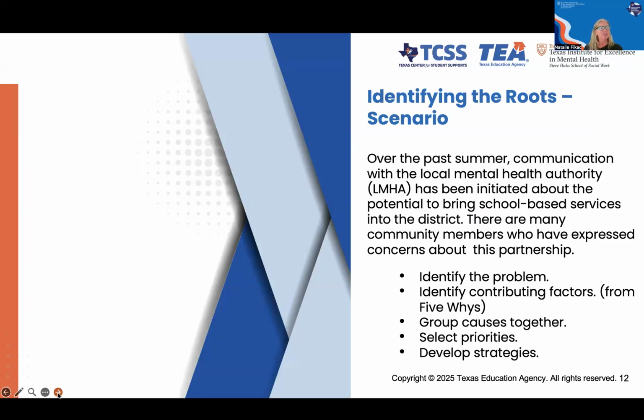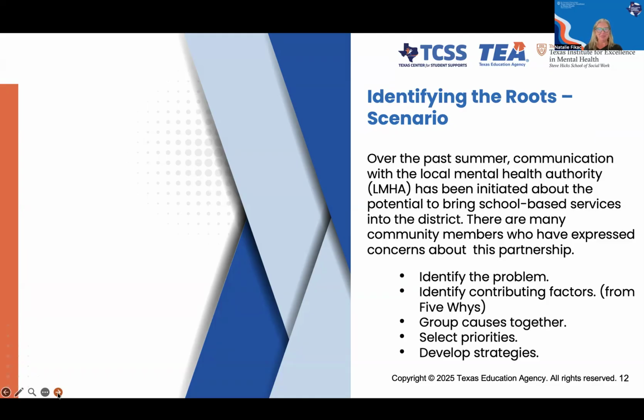Now let's look at the identifying the roots strategy for the LEA case study just shared. With that specific scenario, there are many areas that could be addressed. So let's choose just one piece of the scenario and see if we can identify the root causes. Over the past summer, communication with the local mental health authority has been initiated about the potential to bring school-based services into the district. There are many community members who have expressed concerns with this partnership.